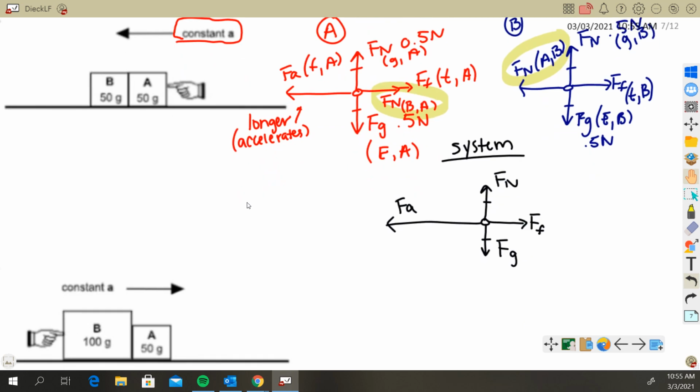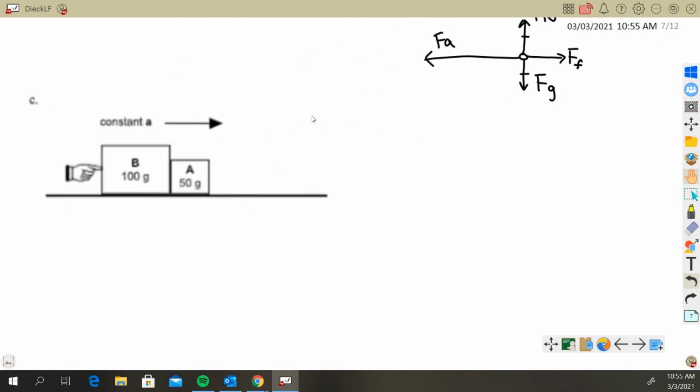Okay. Let's look at our last letter, letter C. This time our finger's on the opposite side. We've got block B bigger than block A, and we have constant acceleration to the right.